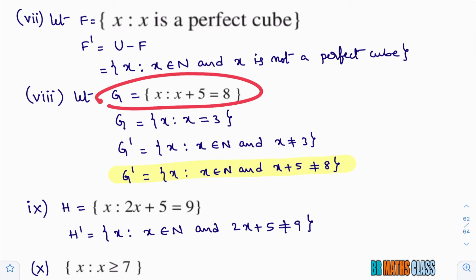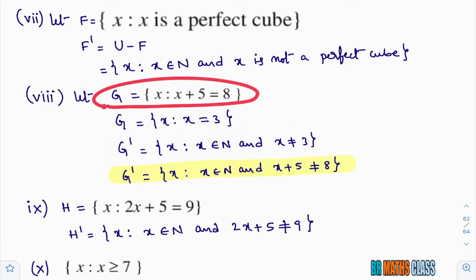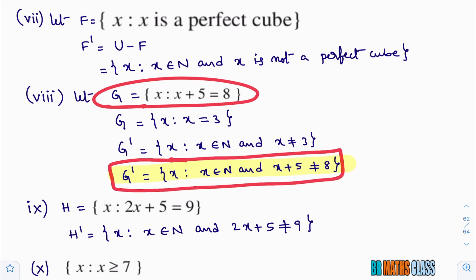For this problem, you can write the answer in two ways. This is the one method. Okay, you can write like this and you can stop. Or else, first you write set G like this and you write G dash like this. I hope you understand this.